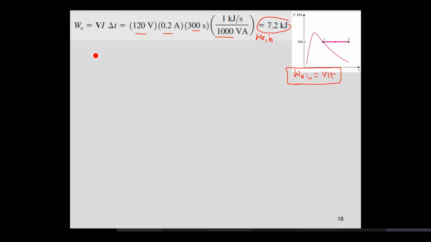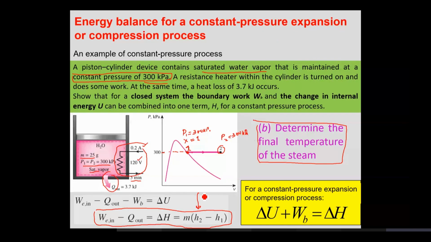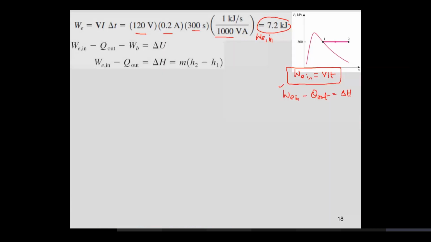Yes, sir. If you look at the expression, it says work electrical in minus Q out is essentially equal to change in enthalpy of the system. Work electrical in is known to you. If you go back, you would come to know that Q out, or Q moving out of the system, is 3.7 kilojoules. This is what you calculated, the electrical work. This is given to you.